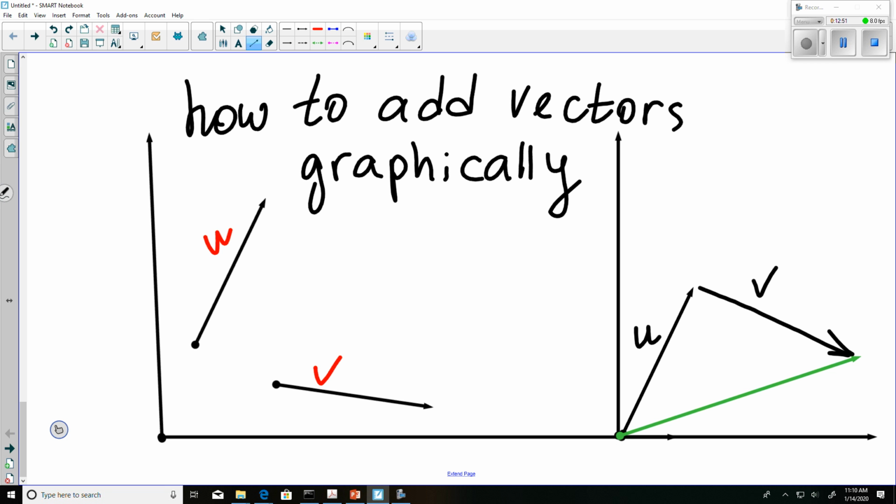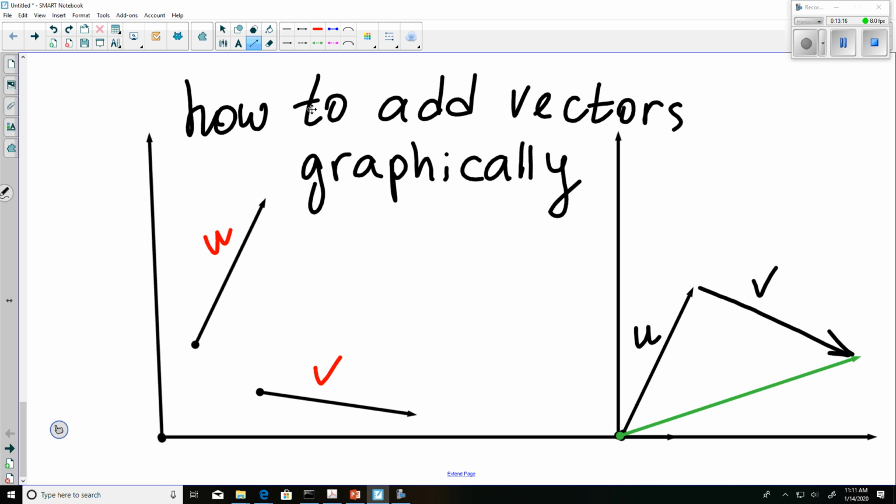So what I did is first of all, I copied u. You can leave it in the same place, but you really have to put v at the terminal point of your original vector. That's what you have to do. And then connect the initial point of your first vector to the terminal point of your second vector. Does that make sense, people? That's how you graphically add them.